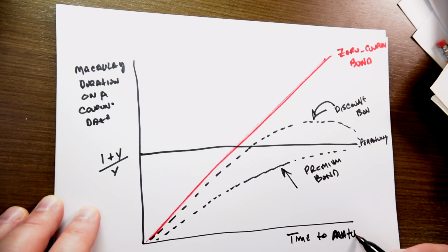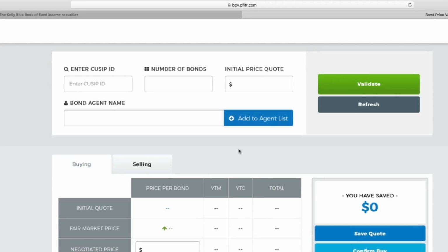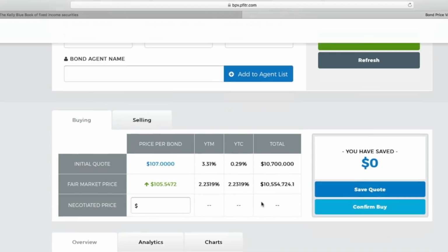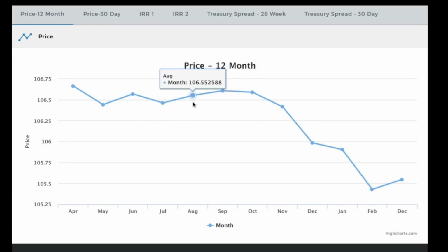Well, instead of doing the math all the time on this stuff, I just decided to build a tool that would do all this for me. I could go through and enter a CUSIP number, number of bonds, and what the price was, and I would go down and see what the fair market value was, and I could go back and historically look at the price of that bond and see how we're doing.